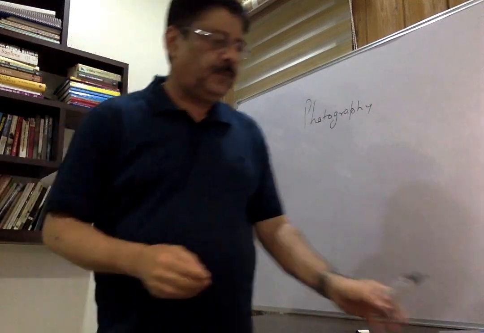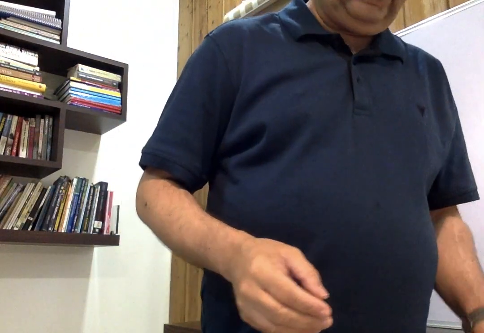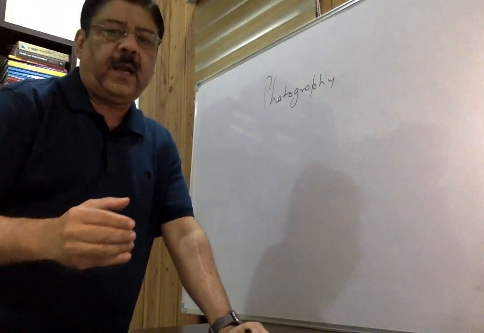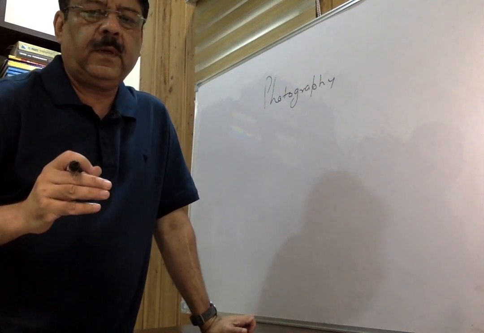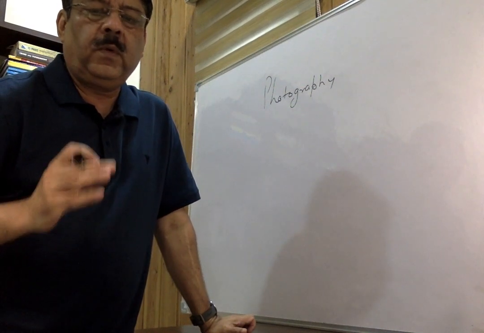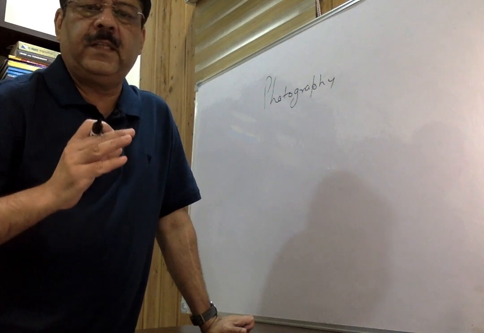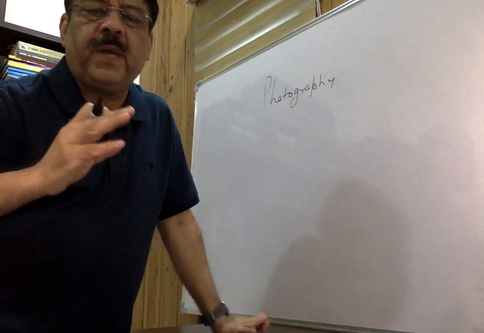So photography is the art of creating images. But a painter, an artist also creates images. Photography is of light, or photon. When you take a photo, what happens actually?